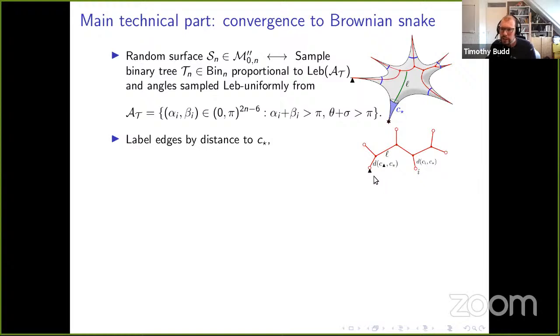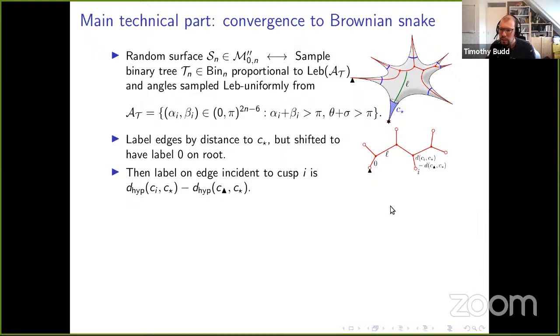Next, what we do is we take our tree and we're going to label it by the distances to the origin. And we've just seen that using the angles, we can actually determine these distances. So we label every edge of the tree by the distance to its horocycle. But we shift all distances such that we have label 0 on the edge that is incident to the root.